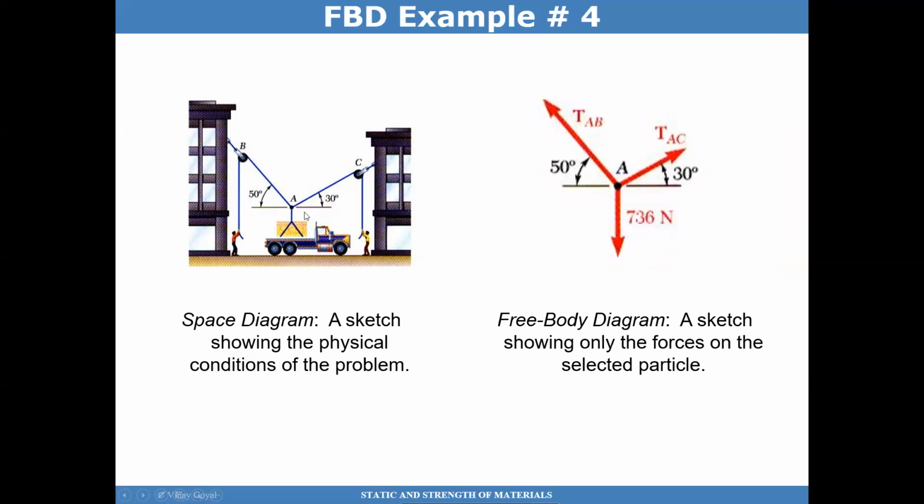So what are the forces that I'm interested in? I want to understand the free body diagram of point A. So I have the tension on the cable along AB, TAB. I should put the angle in there, transfer that information. I have the force TAC, which is this angle here, 30 degrees. And then finally, I have the weight of this crane, 736 newtons. And so this concludes my free body diagram for the problem being talked about.